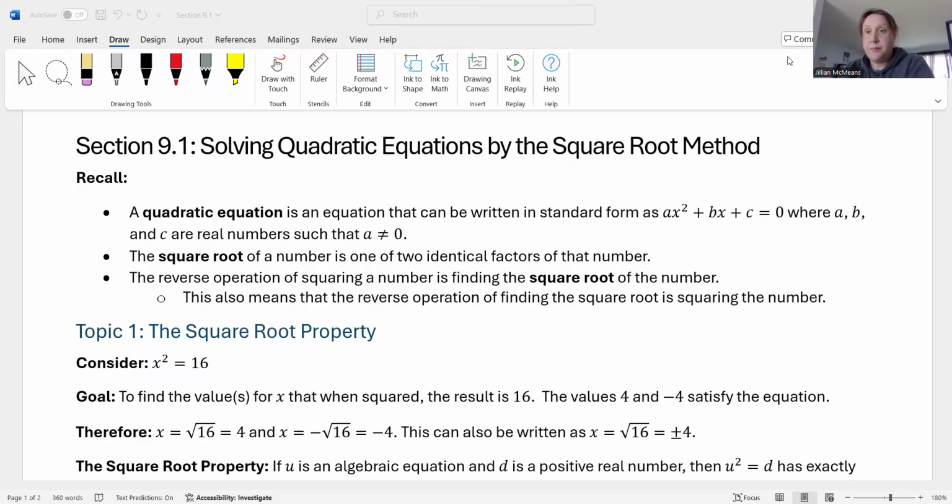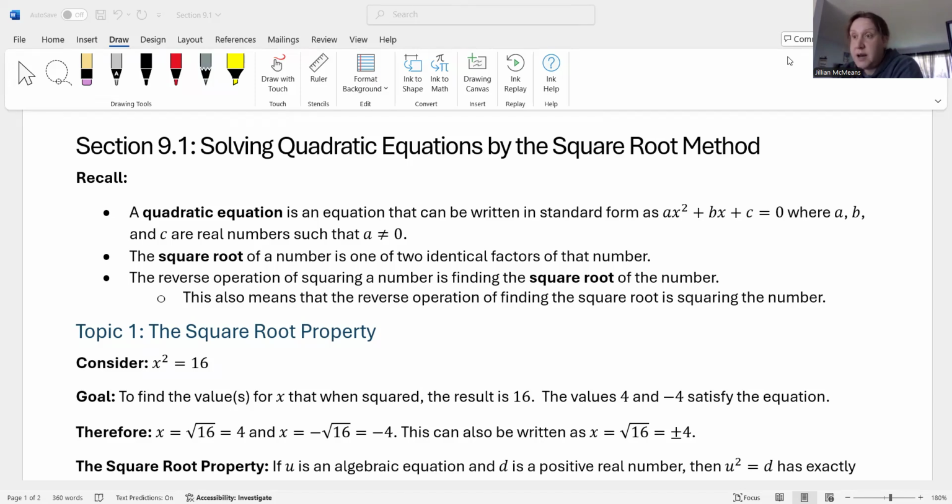For our last chapter, we are going to revisit quadratic equations. We've talked about these before briefly. When we were learning about factoring, we talked about quadratic trinomials and different methods for factoring those. And then we talked about solving a quadratic equation by factoring. Well, unfortunately, not all quadratic trinomials are going to be factorable.